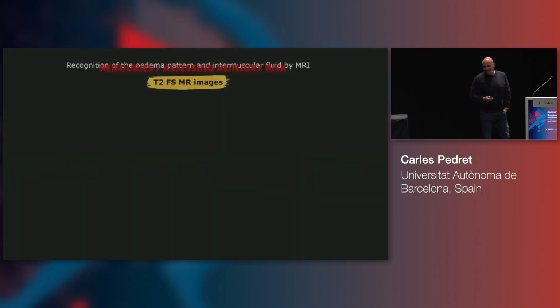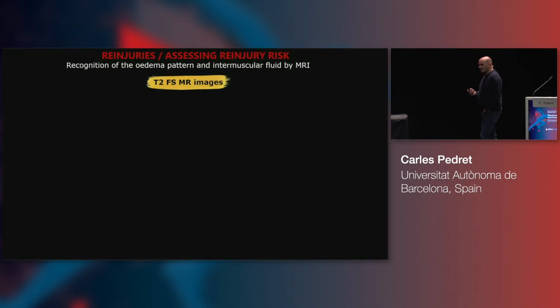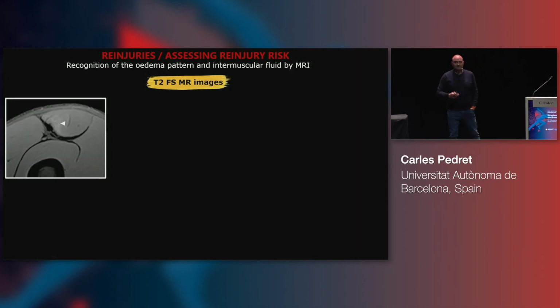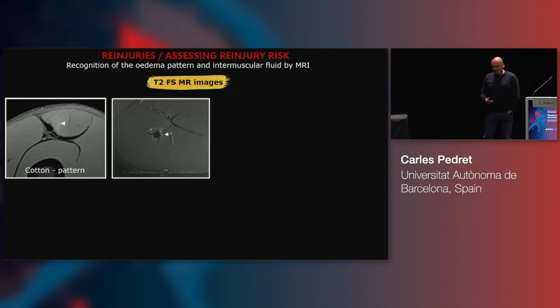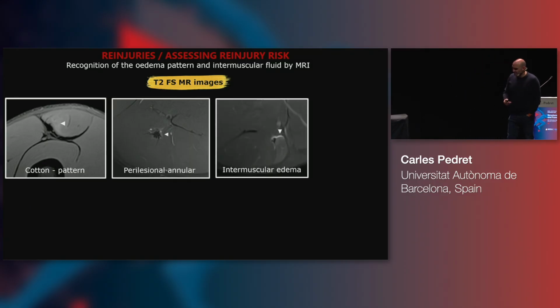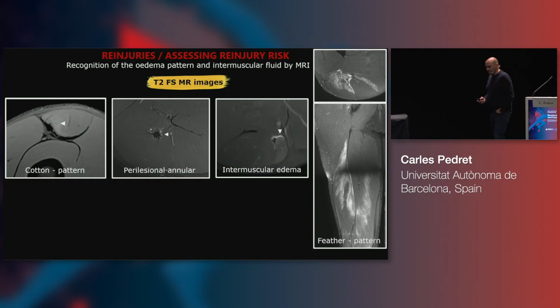So when we assess the re-injury risk, we can recognize different edema patterns, and this is what I said yesterday. You can see different types of edema here. We can see a cotton pattern edema, like you used a cotton next to the scar tissue. We can see some perilesional annular edema around the scar tissue. We can see some kind of fluid in between muscles or next to the scar tissue. And finally, we can see a clear feather pattern edema, okay?